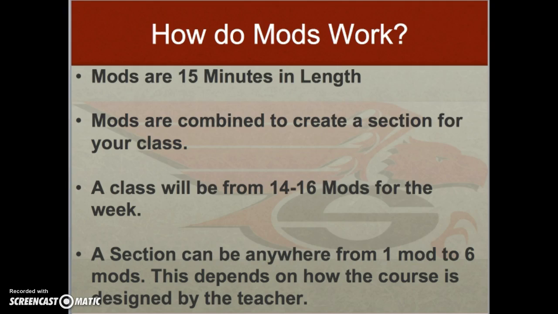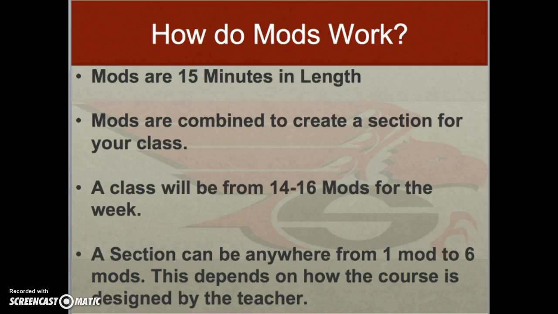And as I did mention yesterday, I want to re-mention it again today, that there are 28 mods in a schedule, and each mod is 15 minutes in length. Mods are then combined to create a section for your class. So a class will be a combination of 14 to 16 mods for the week. Now they don't have to be evenly distributed across the 5 days. They can be built up in different ways depending on the day of the week. So a section can be anywhere from 1 mod to 6 mods. And this depends on how the course is designed by the teacher.